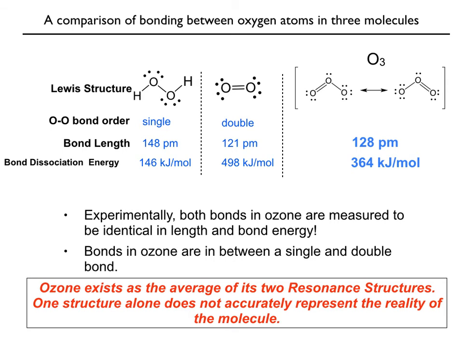What we're saying is, whenever we can draw multiple resonance structures, what that really says is that this Lewis structure model of our molecule is not accurate enough. We can't use just a single structure. It's actually a bunch of structures averaged together that express what this molecule actually is.